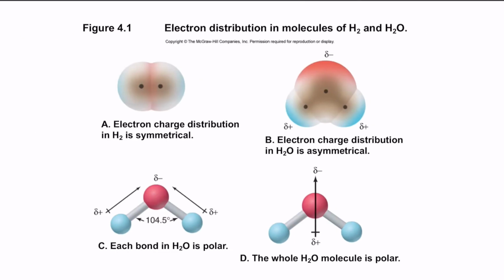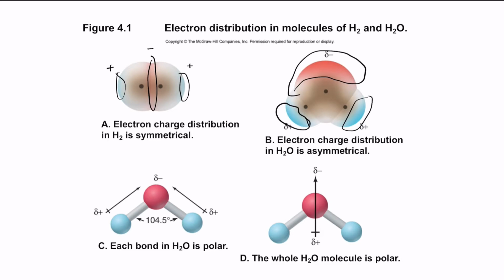So this is a diagram that shows the electron distribution difference between hydrogen and water. When you look at hydrogen, notice the blue region represents the positive charge, and the red region represents the negative charge. Notice the distribution is even, where the electrons are more concentrated at the center and less concentrated at the edges. But notice the electron distribution in water. There is a lot of concentration on the oxygen and more positive charge concentration on the hydrogens. Because of this, it has an asymmetrical electron charge distribution.